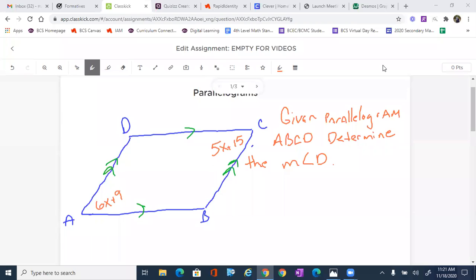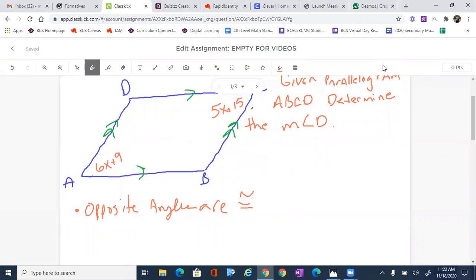All right, we're going to focus in on parallelograms and the angles within those parallelograms. As we do this, we want to pay attention to a couple of properties. The first property is that opposite angles in a parallelogram are congruent. So opposite angles are congruent.